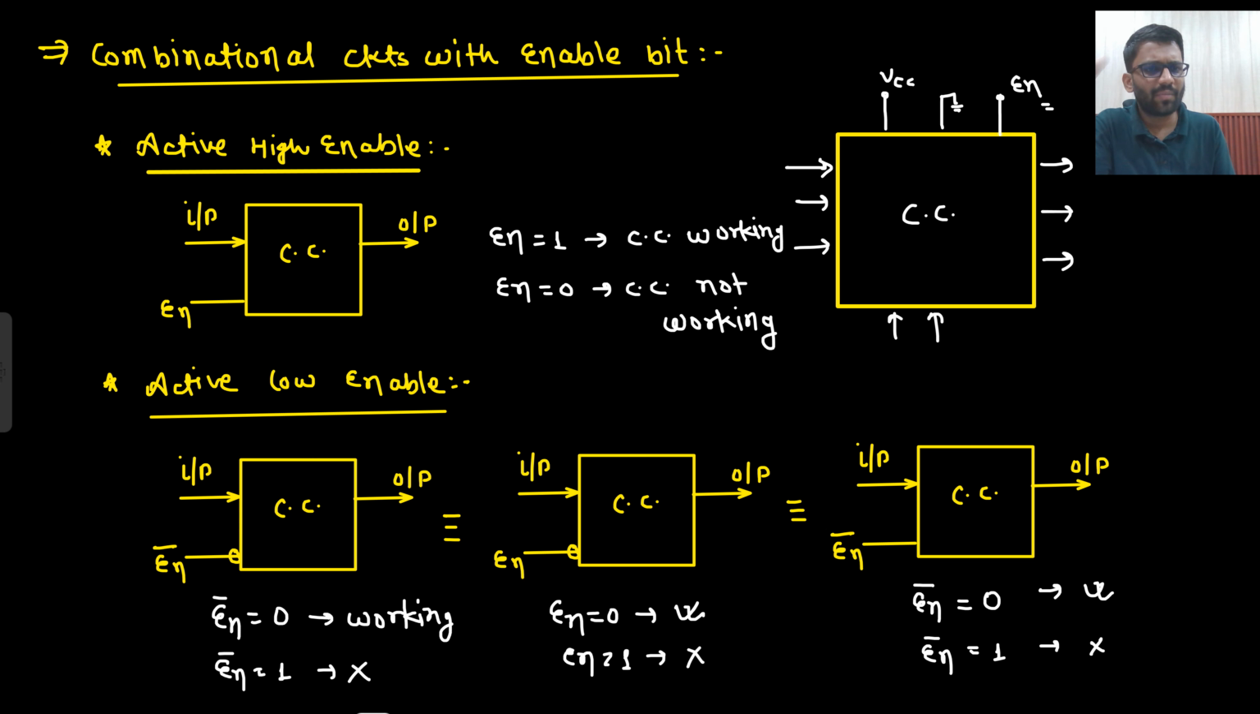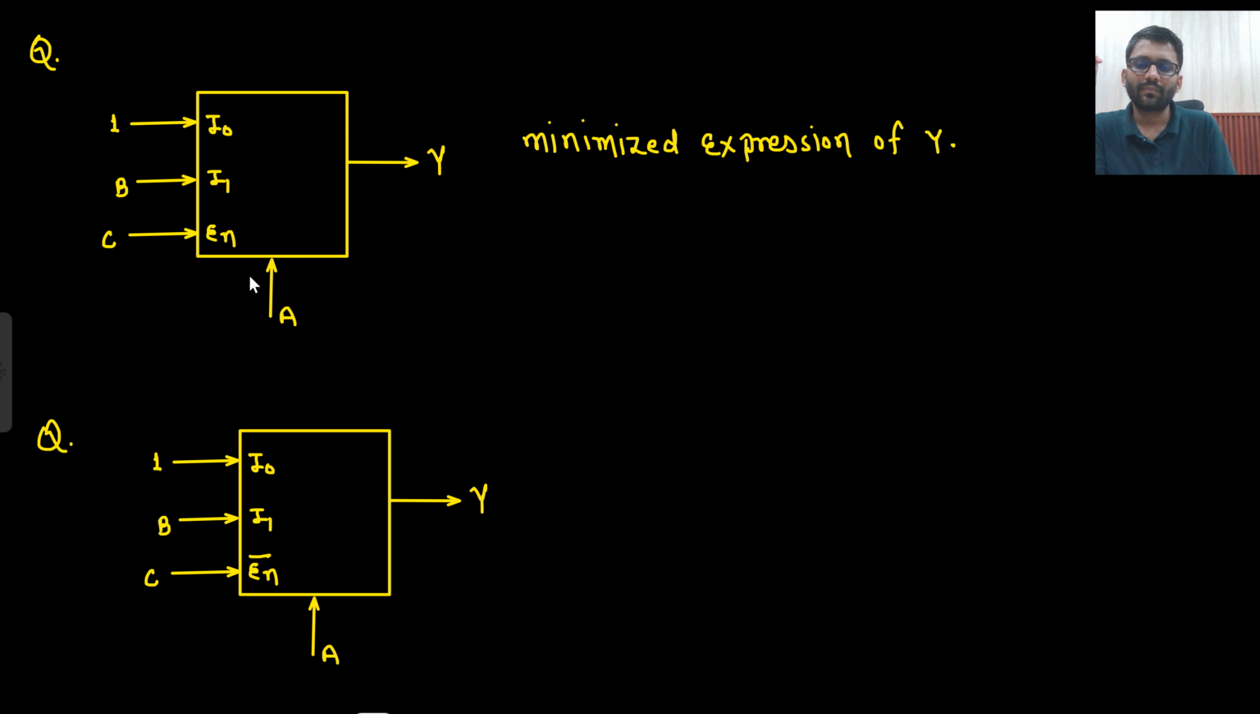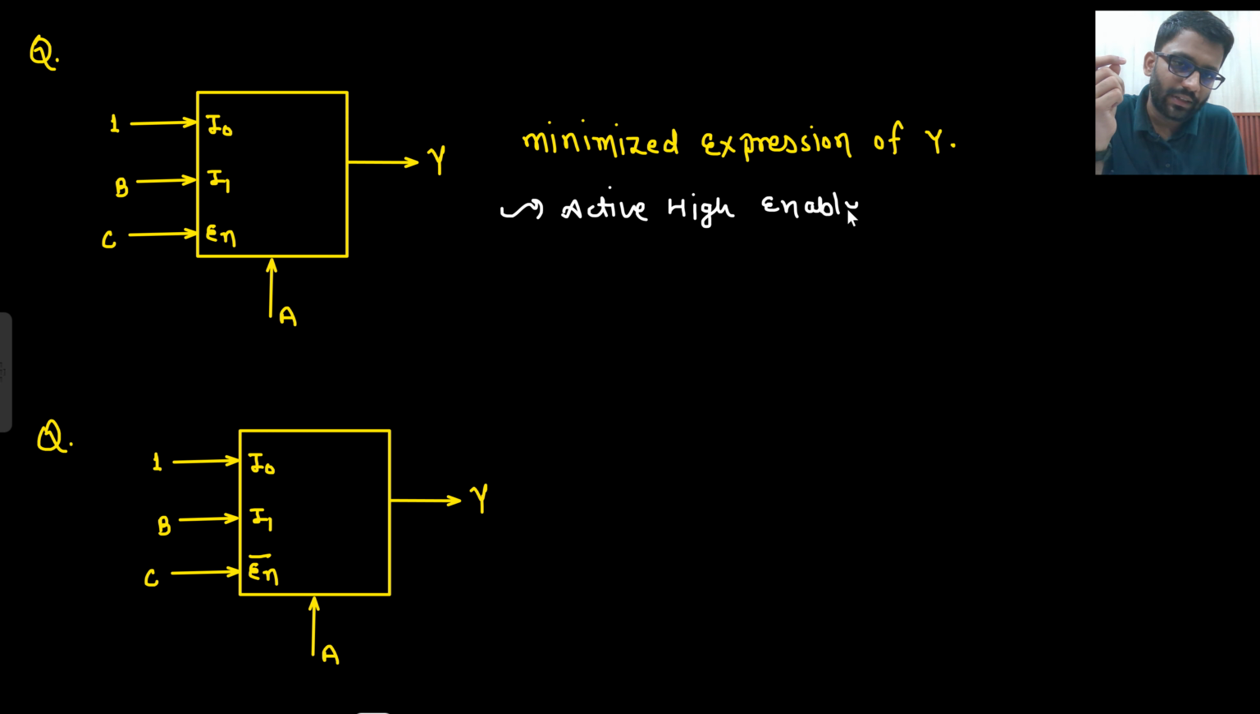Okay, let's see a problem, it will be more clear to you. So here EN is written, here EN is written. That means this is an enable button, active low enable, sorry, active high enable. This is active high enable. So what will be your output? Let's make a truth table first. So here there is A as well, EN as well, and Y.